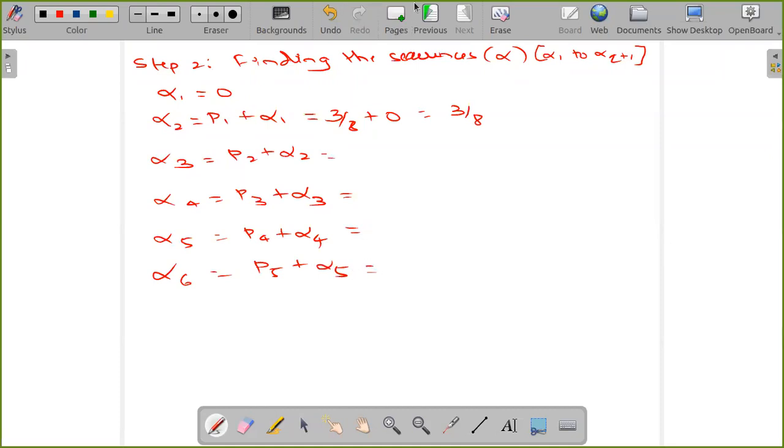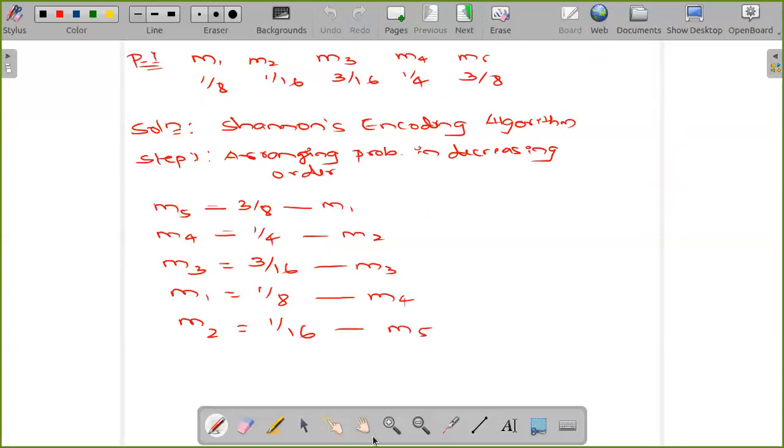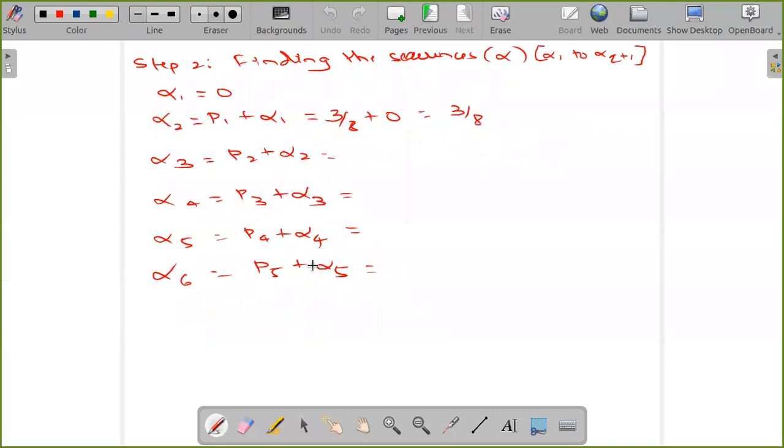P2, right? Calculate and get the values. 1 by 4 plus whatever. You calculate 1 by 4, 3 by 16, 1 by 8 and 1 by 16. So here 1 by 4 plus alpha 2 equal to 3 by 8. How much is it? You tell me. 0.625. Yes, very good. 0.625.